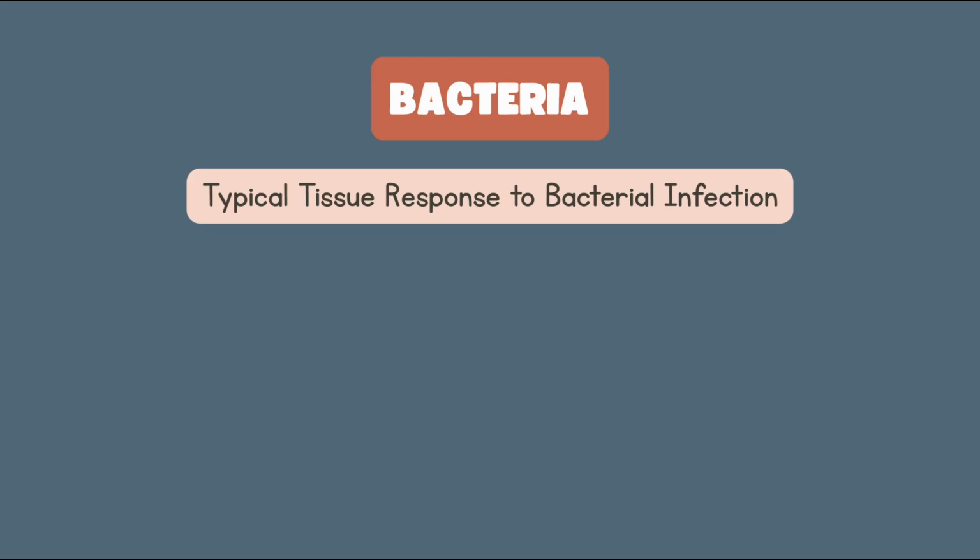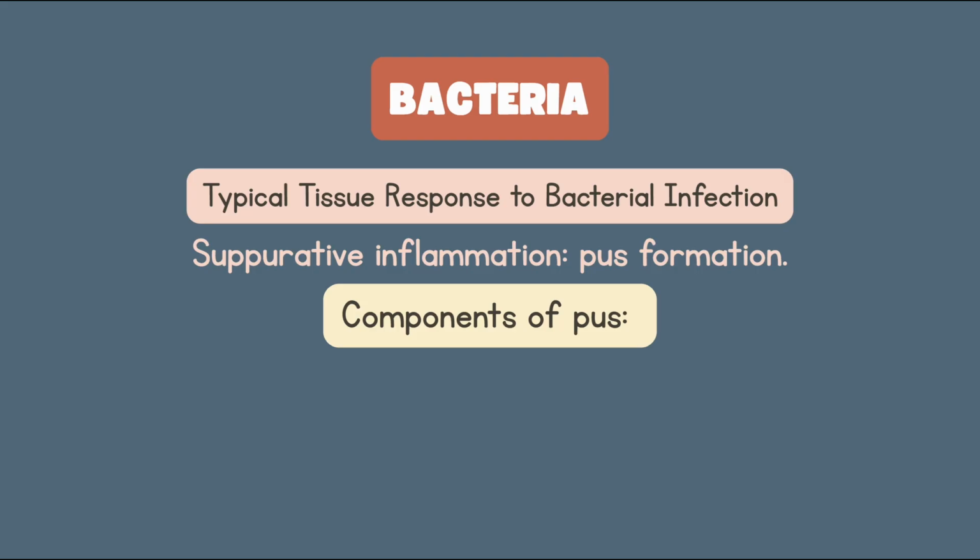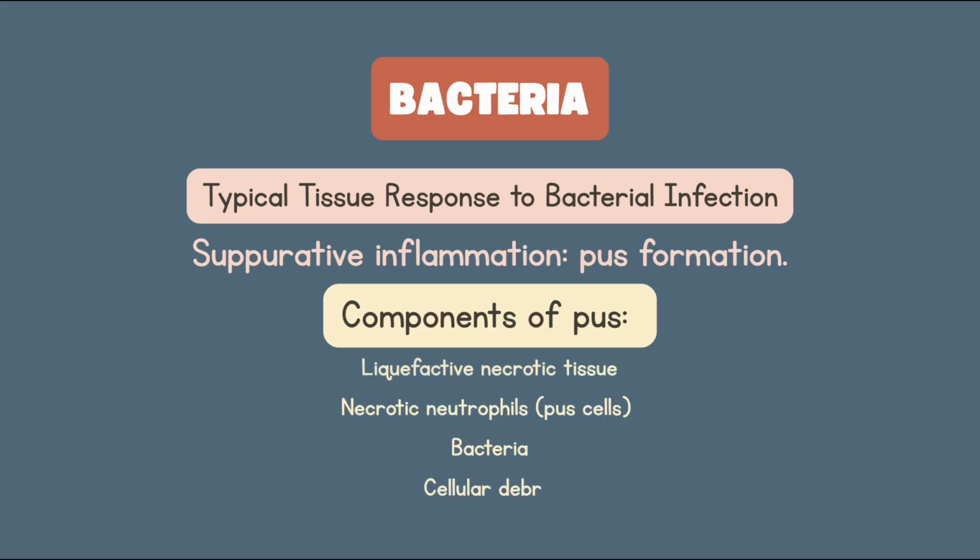But I thought I would discuss this a little bit here, specifically for the damage caused by bacteria. So when bacteria infect tissues, the typical tissue response is called a suppurative inflammation. The suppurative inflammation is also sometimes accompanied by pus formation. And pus is basically just a thick fluid that is composed of several components, including liquefactive necrotic tissue, necrotic dead neutrophils, which are also called pus cells, bacteria, cellular debris, and inflammatory enzymes.